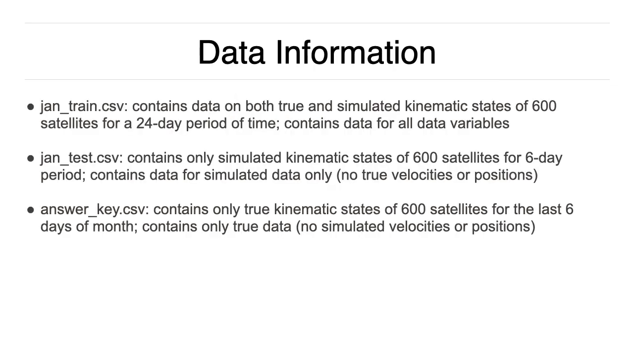So let's get more into the data. The first thing is the gen-train file. It contains both the true and the simulated kinematic states of the 600 satellites for a 24-day period of time. This means that all the data variables are contained there, whereas the gen-test only contains the simulated kinematic states, so there are no true velocities or positions. And finally, answer-key contains only true kinematic states of the 600 satellites for the last 6 days of the month, meaning that it only contains true data and no simulated velocities or positions.